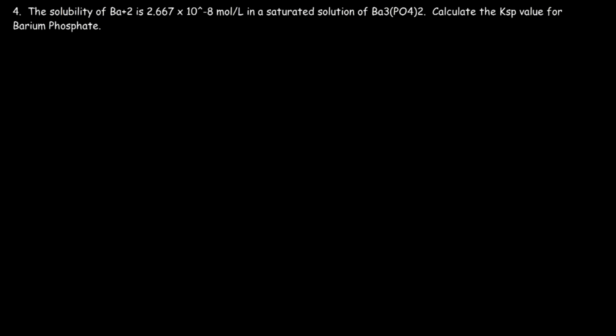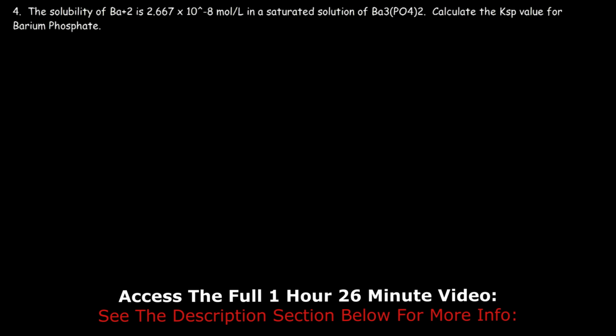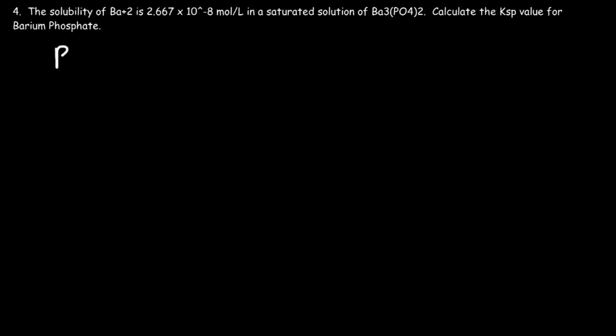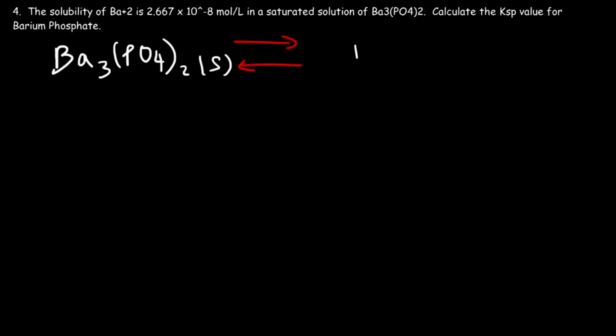Number 4. The solubility of the barium plus 2 ion is 2.667 times 10 to the negative 8 moles per liter in a saturated solution of barium phosphate. Calculate the KSP value for barium phosphate. So first, let's write the dissolution reaction. Solid barium phosphate is going to ionize and form the barium plus 2 ion and also the phosphate ion.